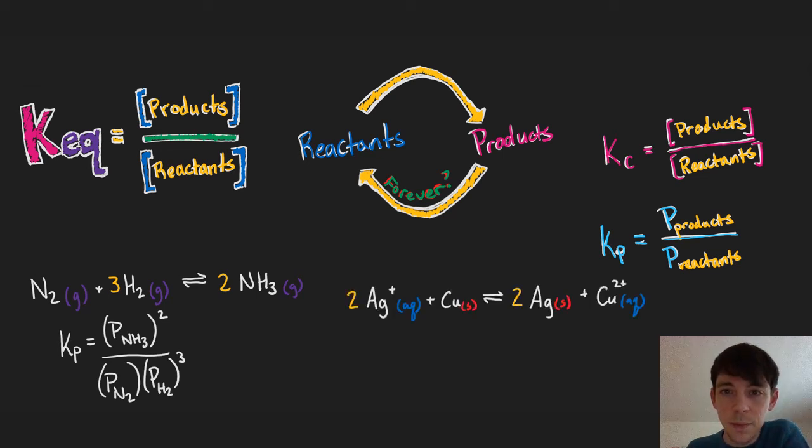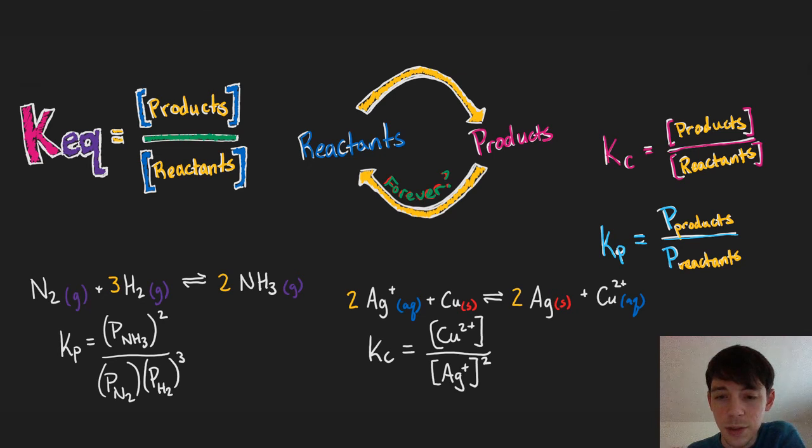Here's another example. This is called heterogeneous equilibria because it involves substances in different phases. Notably, it includes solids, which we'll omit from our Kc expression. In the numerator, we'll just include the copper 2+ and omit the solid silver that forms. Likewise, in the denominator, we'll only include the silver+ ions and omit the copper atoms. Remember, we need to square the silver ions because there's a coefficient of 2 in front of it in the reaction side of the equation.